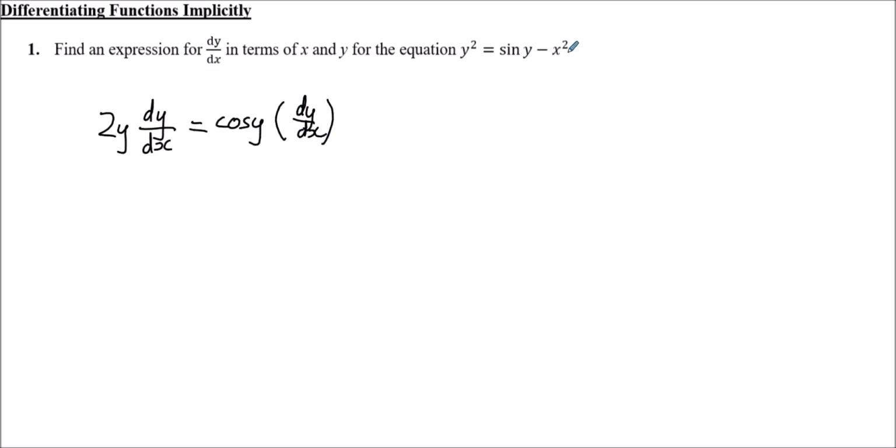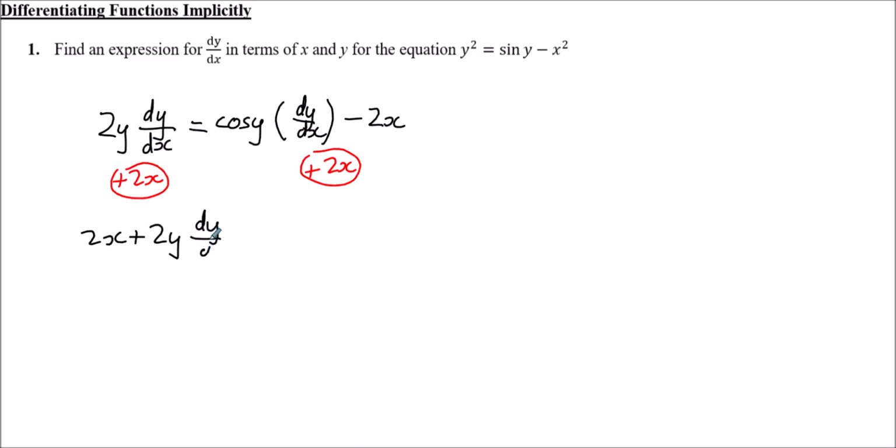Now, x squared, that's just a function of x. So differentiate x squared, that gives us 2x. So now let's get these dy by dx's together on the same side of this equation. What I'm going to suggest we do here would be to simply get the 2x onto the left-hand side. So if I add 2x to both sides, I'll just make a note of that so you can follow me through. Add 2x there, add 2x over here. I'm going to get 2x plus 2y dy by dx. Over here, I'm going to have cos y dy by dx.